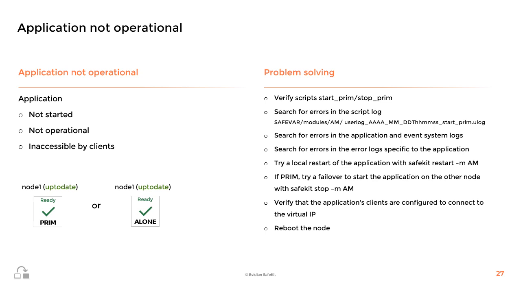Then, check for errors in the application and event system logs of Windows or Linux. Additionally, search for errors in the error logs specific to the application. You can try a local restart of the application using the safekit restart command. If the node is in the prim state, attempt a failover to start the application on the other node using the safekit stop command on the prim node. Ensure that the application's clients are configured to connect to the virtual IP. If all else fails, reboot the node.